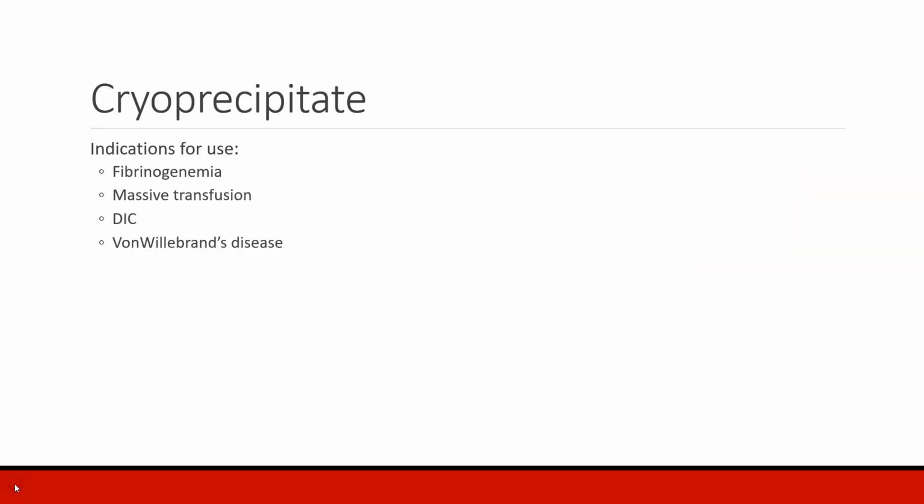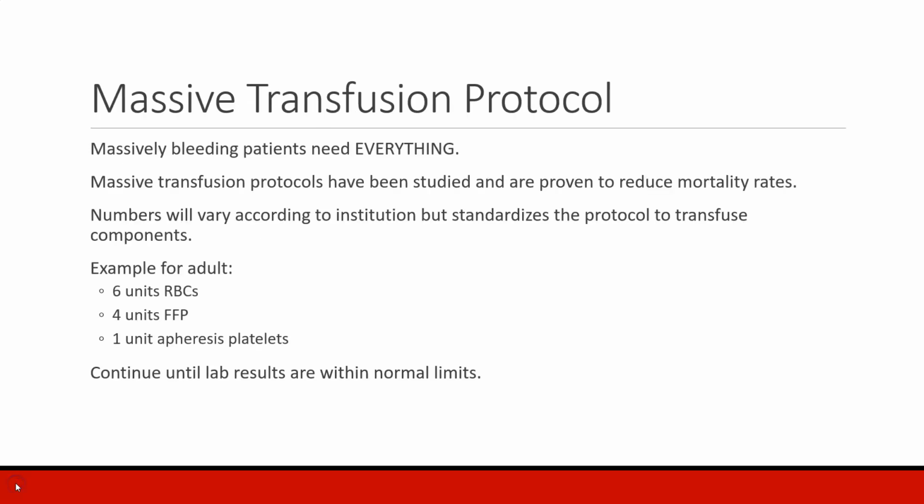What are the most common indications for use? Fibrinogenemia, massive transfusion, disseminated intravascular coagulation, and von Willebrand's disease. Massive transfusion protocol: a massively bleeding patient needs everything. Massive transfusion protocols have been studied and are proven to reduce mortality rates. The numbers will vary according to the institution, but it standardizes the protocol to transfuse components.